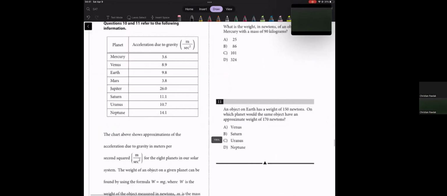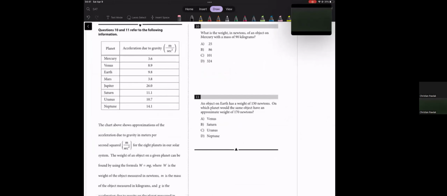All right. Questions number 10 and 11 go from the table. So go ahead and read the table, but I'm going to jump right into this part here, which says, the chart above shows approximations of accelerations due to gravity for the 8 planets, and this is the equation I'm going to have to use. Weight equals mass times gravity. Okay. So number 10, what is the weight in newtons, so I'm looking for W, of an object on Mercury?